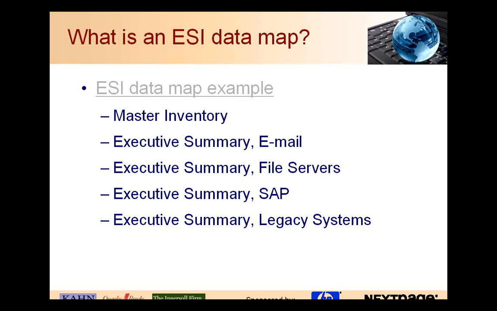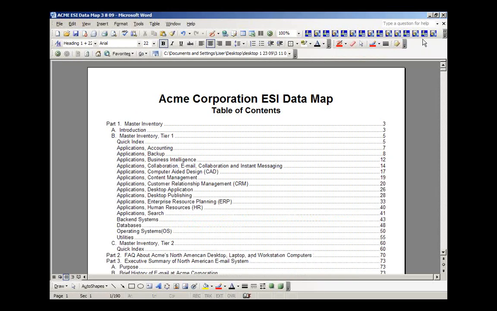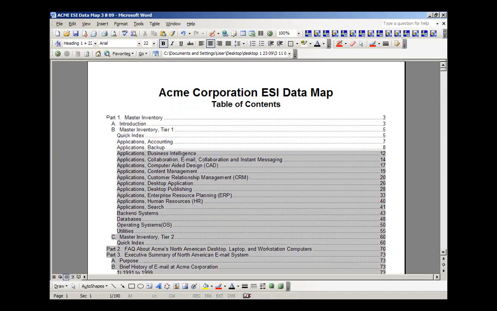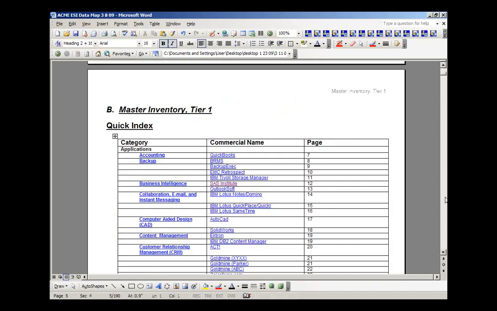So what I'm going to do here is click, and you'll see in a moment a table of contents for a relatively large ESI data map. This particular document is 190 pages. And what I want to show you first is the master inventory. Now, the master inventory is designed to be a comprehensive laundry list, if you will, of all the applications that exist within an organization's IT infrastructure.